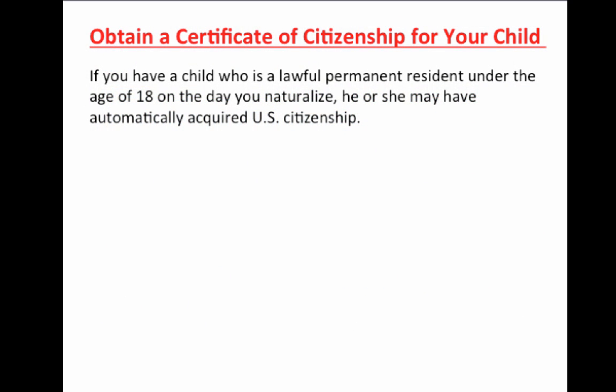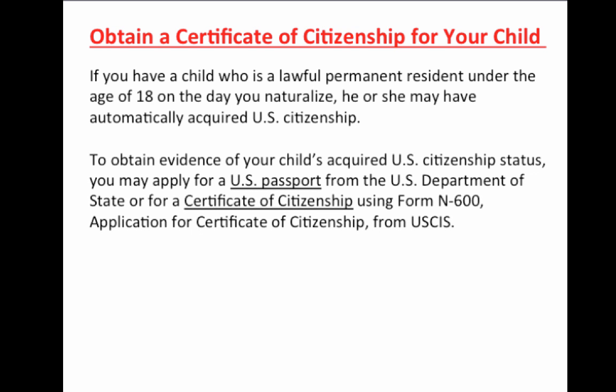Obtain a certificate of citizenship for your child. I mentioned that a little earlier. If you have a child who is a lawful permanent resident under the age of 18 on the day you naturalize, he or she may have automatically acquired U.S. citizenship. You want to obtain evidence of your child's U.S. citizenship status. Very important. You can apply for the U.S. passport for them from the Department of State, or you can get a certificate of citizenship using Form N-600, which is the application for a certificate of citizenship from USCIS.